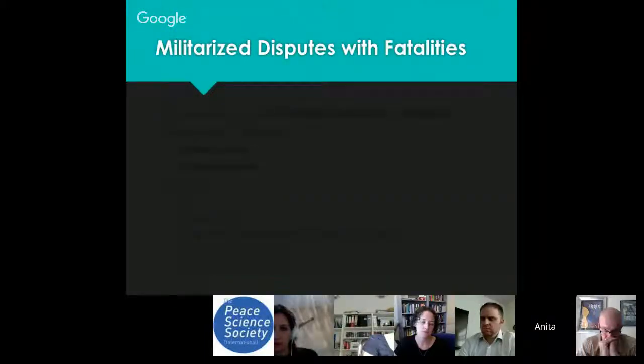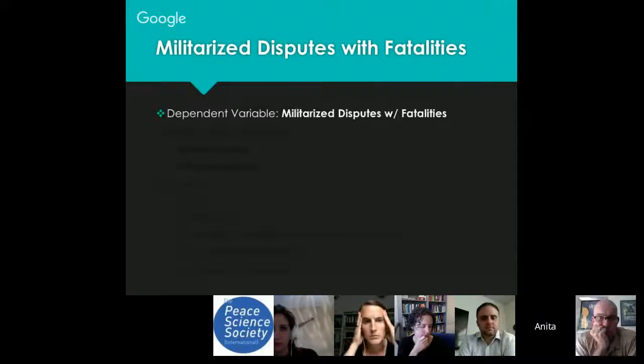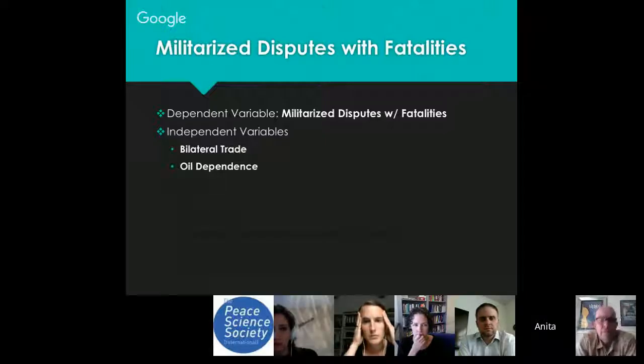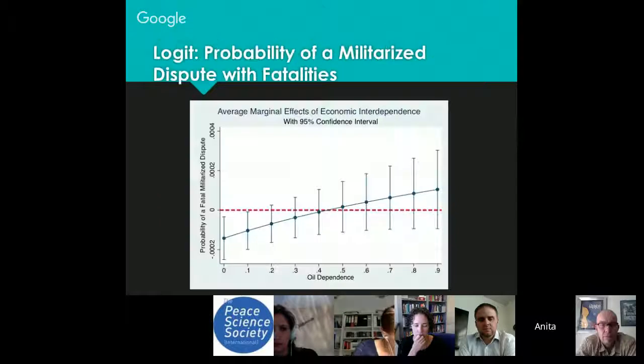So the first looks at the logit model that is common in the literature, and it's important in defining conflict in the sense that this is about using military force, and one of the ways to distinguish high-level disputes, as is typical, is militarized disputes with fatalities. The key independent variables are bilateral trade and oil dependence, and then it has the other important factors of conflict and controls for a temporal spline.